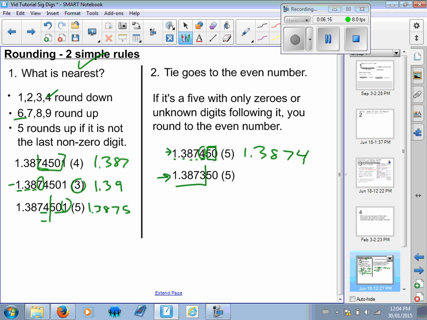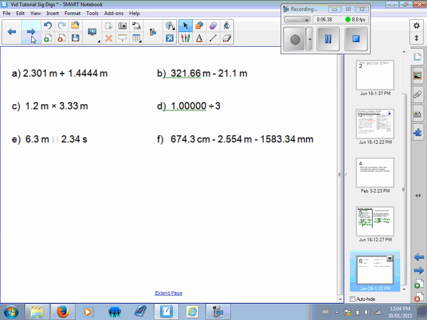Second example, 5 digits takes us to the 3, and it's a 5, 0, so again, tiebreaker, and every time it's exactly in between, we round to the even number. So this one will also round to 1.3874. And I can talk about that in class. There's a statistical reason for doing that. Finally, a couple of examples. Pause the video now and try all of these on your own.